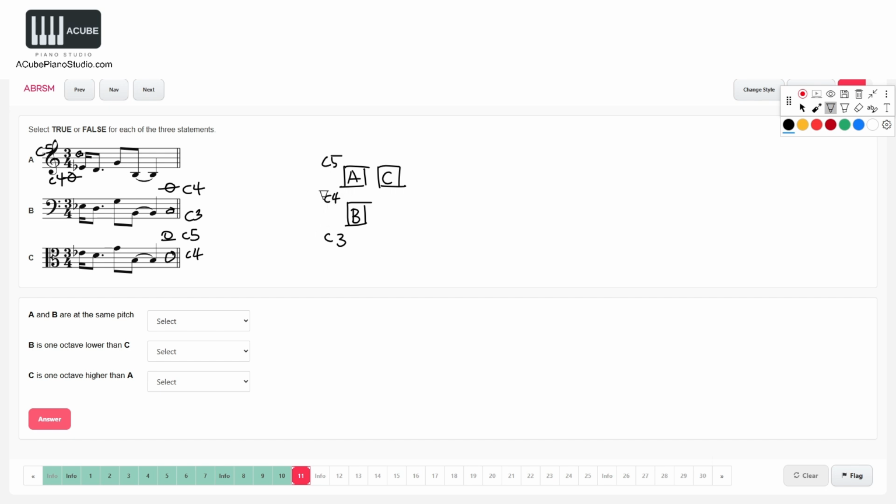Okay, so now I know from here A and C are the same pitch. B is 1 octave lower than A and C. So we can start answering the questions once we have laid this out.